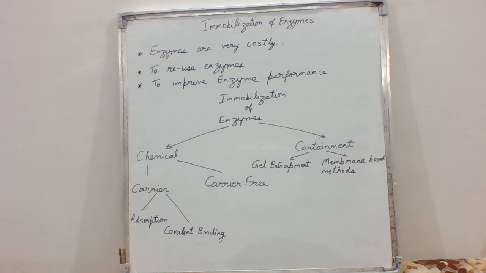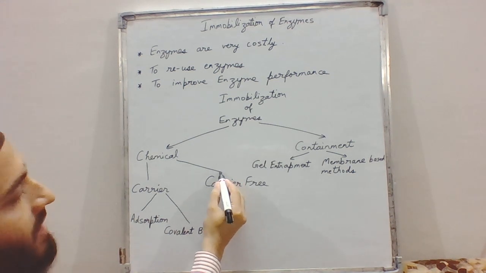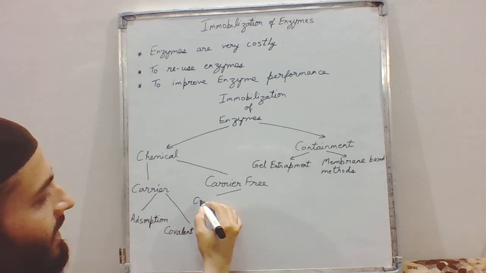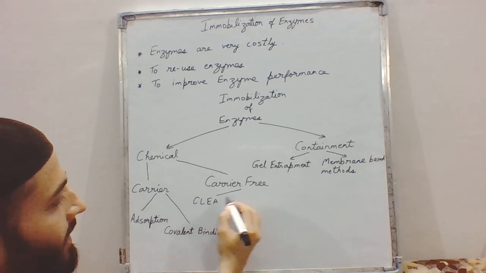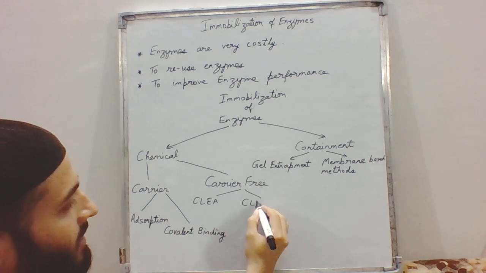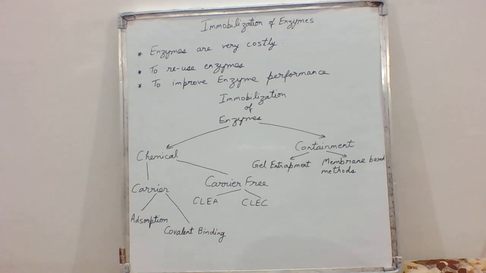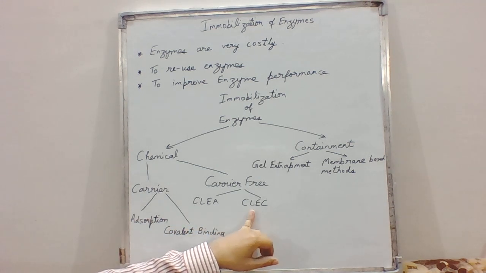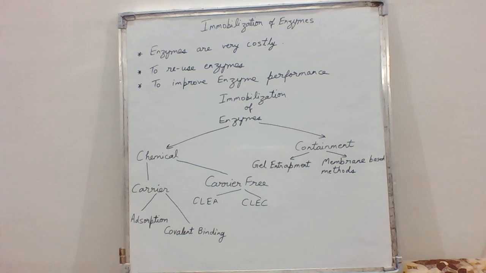The carrier-free method basically depends upon the nature of the enzyme. Either it forms aggregates or crystals. So it can be cross-linked enzyme aggregates or cross-linked enzyme crystals.